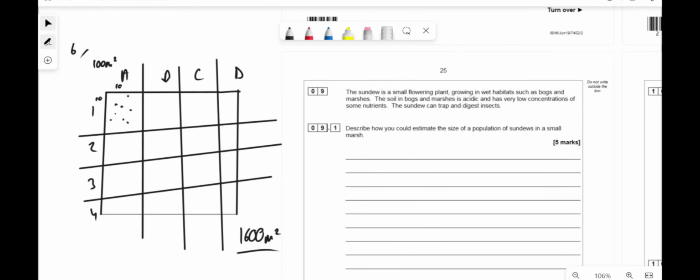So you can count how many are in one square and then scale it up, because you know that there are 6 in 100 meters squared. So in 1,600 meters squared, you would do this whole thing times 16. Now to put it into words.